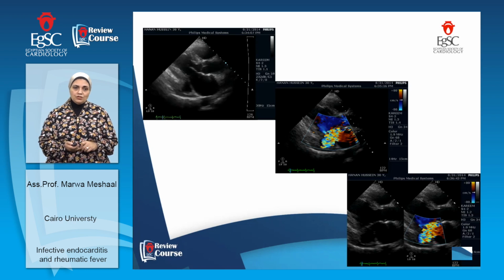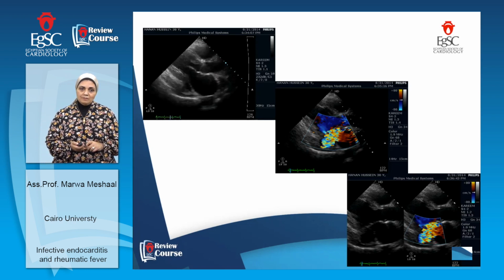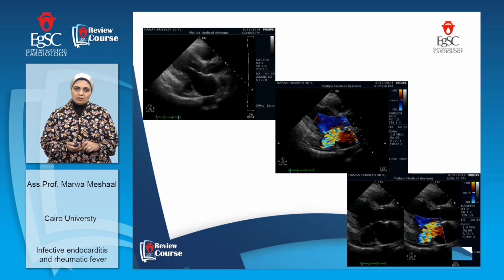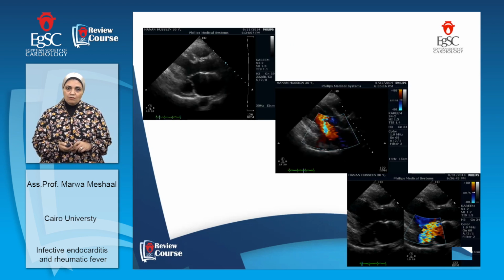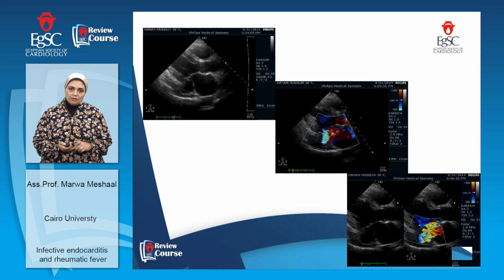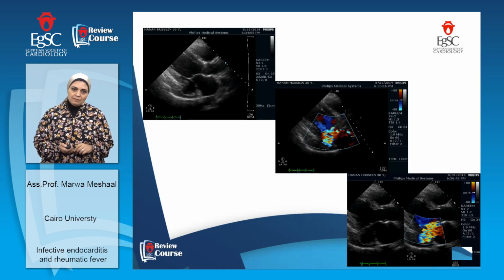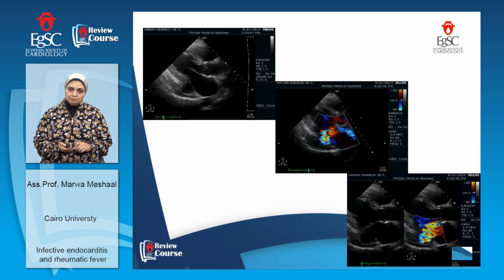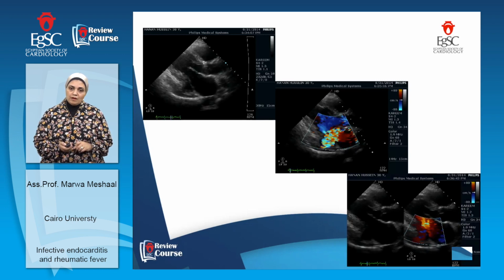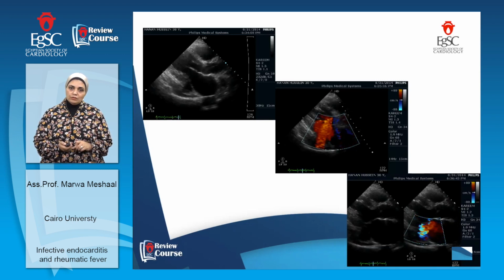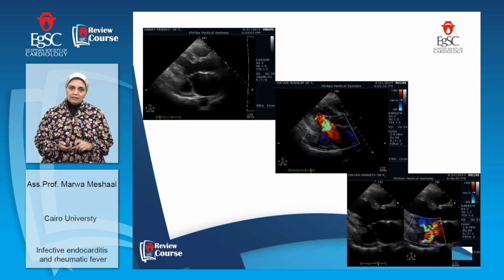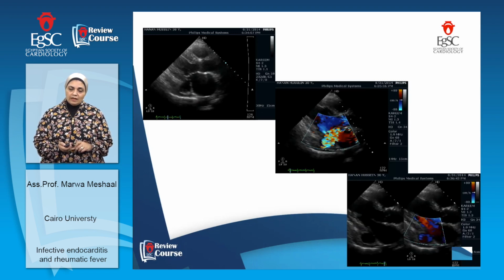Here is an echo picture of a mitral valve ring abscess that was suspected and diagnosed by transthoracic echo, where you can see a flow from the mitral paravalvular abscess opening in the left atrium. This was a young lady, 24 years old, who had infective endocarditis, and she was on regular dialysis.